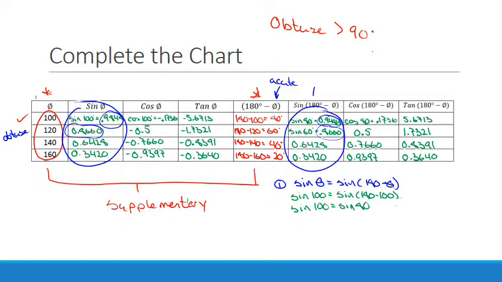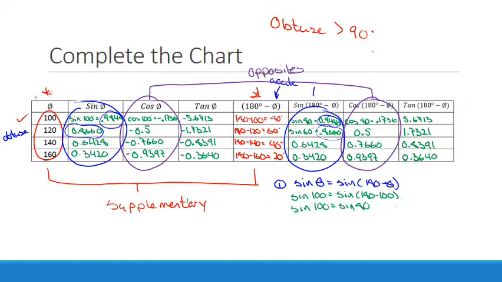You may notice that with cosine, the values are not the same, they're not equal, but they're opposites. So we have the same numerical value, I guess you could say, but with opposite signs. So like cos 100 is negative 0.1736, where cos 80 is positive 0.1736. Now, we can write that out too. I'll use purple again. So if I have cos theta, it's going to be equal to the negative value of its supplementary partner. And I'll show you what that means.